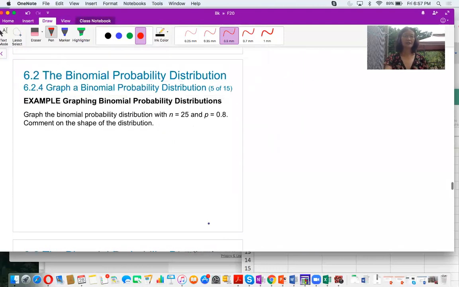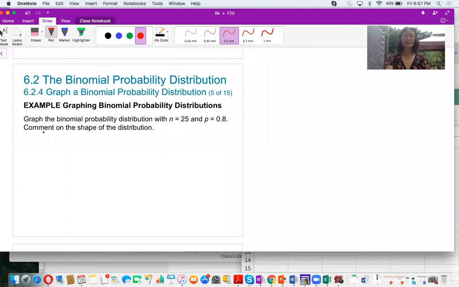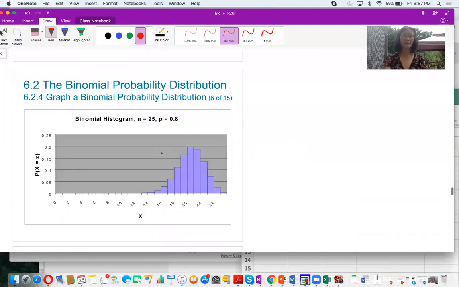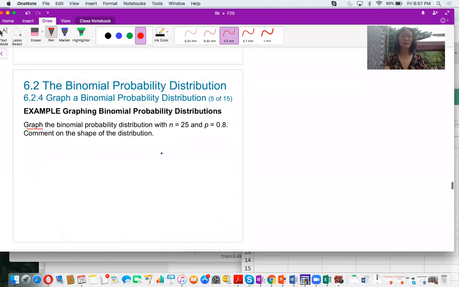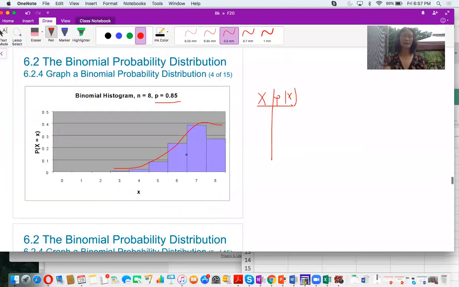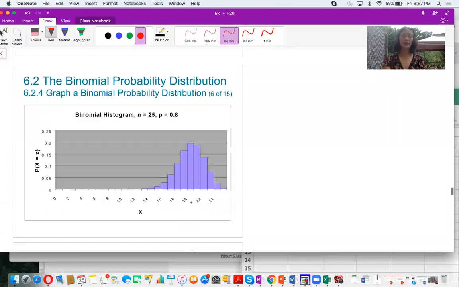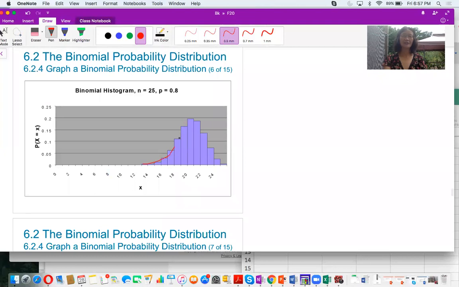So this is another example about the graph, the binomial probability distribution with n equal to 25, p equal to 0.8. Comment on the shape of the distribution. If you can get from here, it is skewed to the left. See, skewed to the left, this graph.